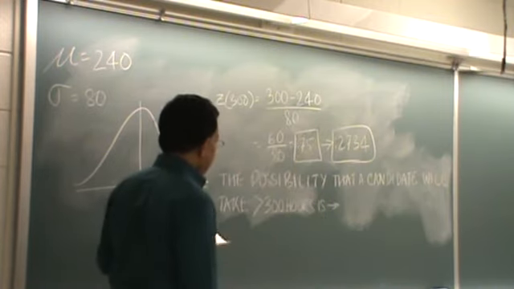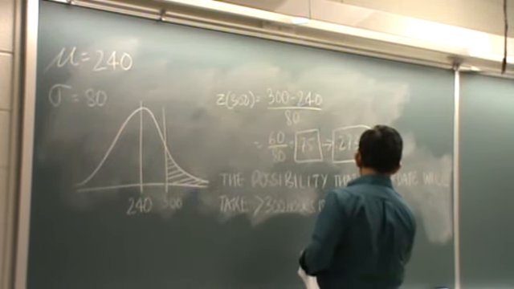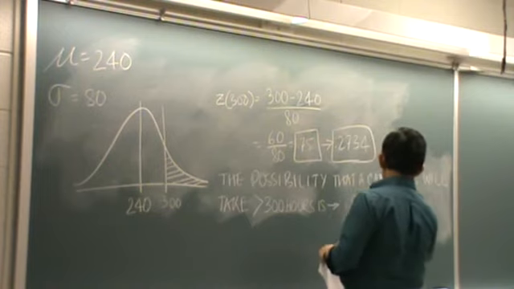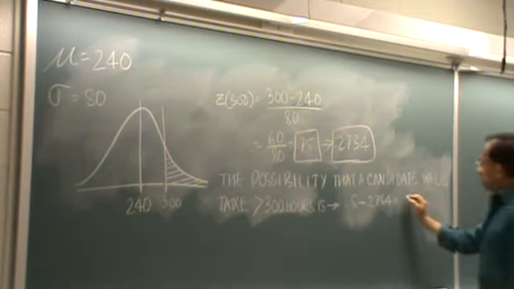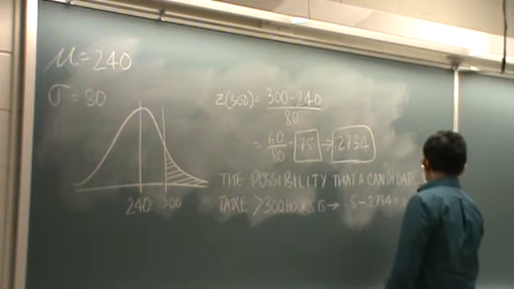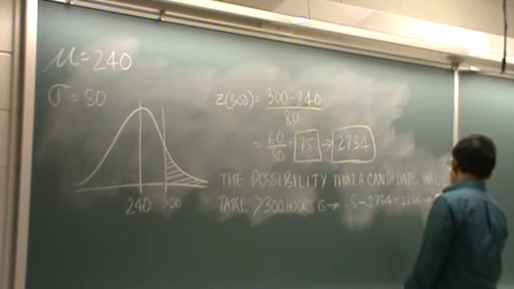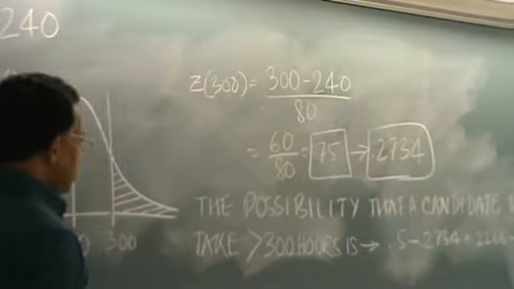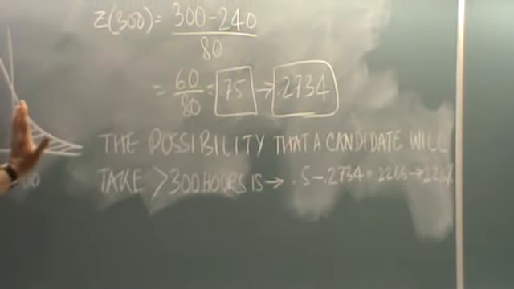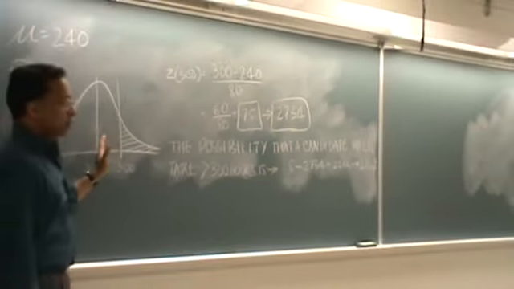the probability that a candidate will take more than 300 hours is 0.5 minus 0.2734, which is 0.2266, and in terms of percentage it will be 22.6, right? So now we know the probability that a candidate will take more than 300 hours is 22.6%. So that's how we do it.